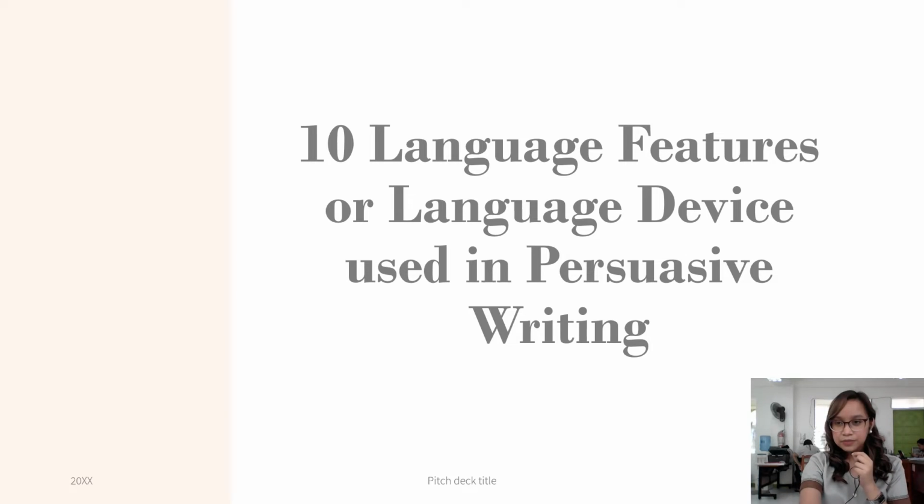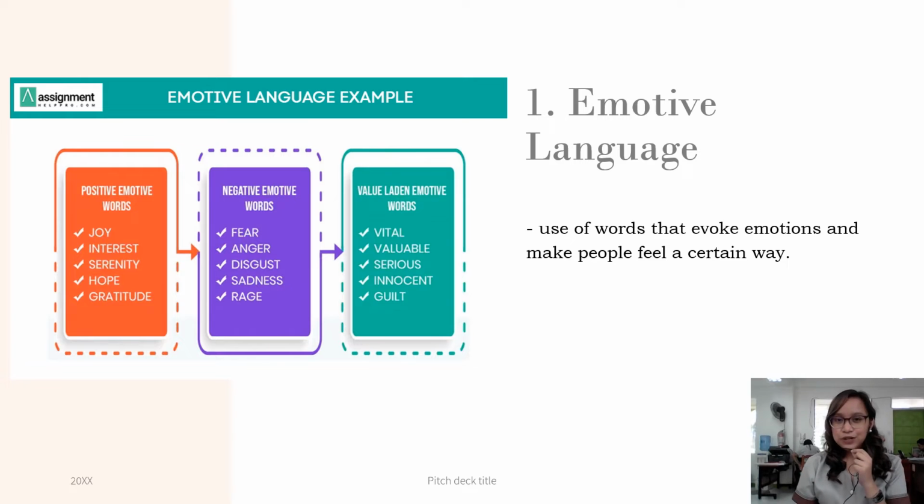So we have 10. The first one is the use of emotive language. What do you think? Emotive here is an adjective. What do you think is the noun form of emotive? If your answer is emotions or feelings, that's correct. So we will be able to persuade other people when we use emotive language. When we use those, it evokes certain emotions and it makes people feel a certain way.